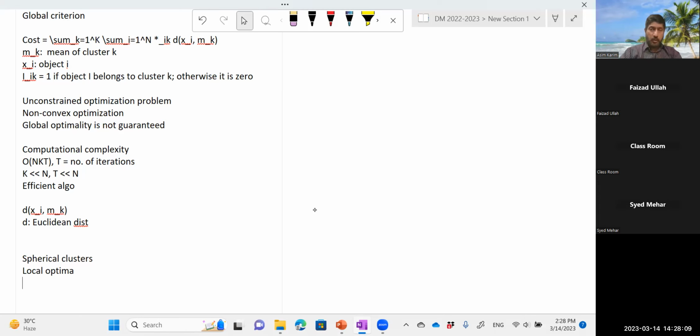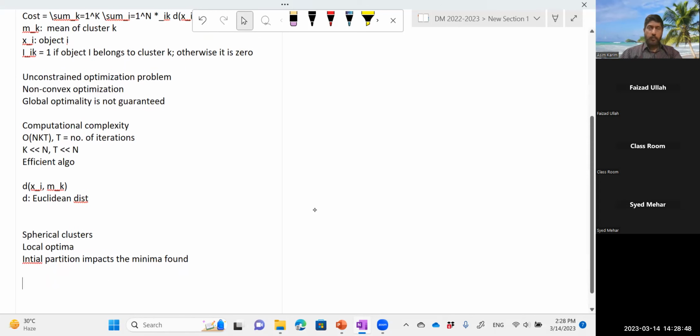ठीक है? So the initial partition impacts the minima formed. ठीक है? So if you run the algorithm twice by starting with random initial points, तो दोनों दफा maybe you might find different clusters. ठीक है? That's possible. ठीक है? So that's another characteristic.